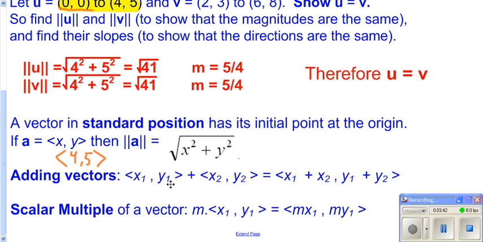Adding two vectors together. Basically it says you take the first vector and the second vector, you add your two x's, comma, add your two y's. A scalar multiplier. If you're multiplying a vector by a number, you basically multiply your x by that and your y by that.